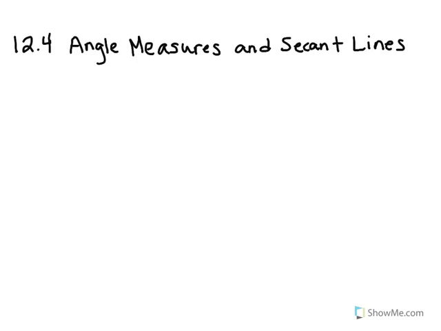In this section, we're going to talk about 12.4 angle measures and secant lines. A secant line is a line that goes through a circle. So it's somewhat similar to a chord, except the ends go on forever and ever. So we'll just call this line AB.